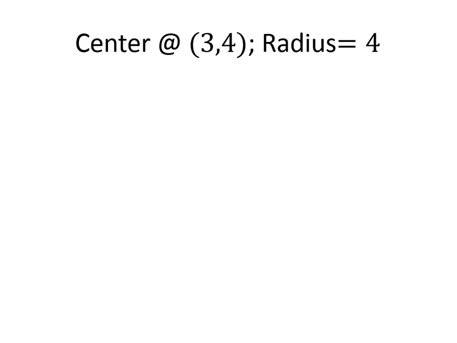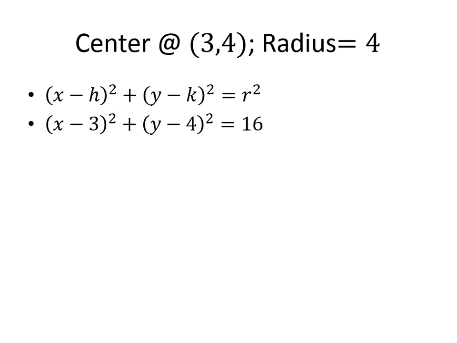Okay, so let's say we want to find the equation of the circle with a center at (3, 4) and a radius of 4. Since the center is at (3, 4), we're going to use this equation and plug everything in. So our h is 3, our k is 4, and our r is 4. So we plug everything in, and that would be our equation. As you see, it's x minus 3. So when your point has positive x and y values, the equation is going to be negative: x minus, y minus.